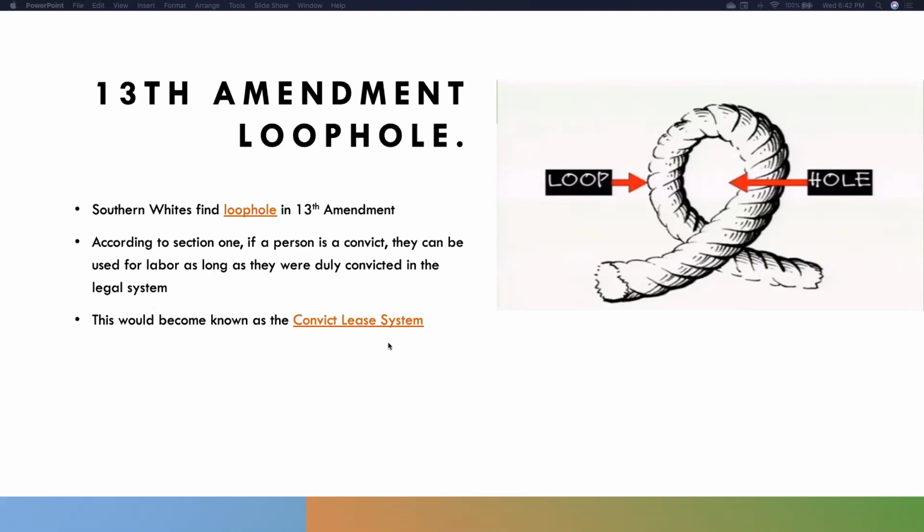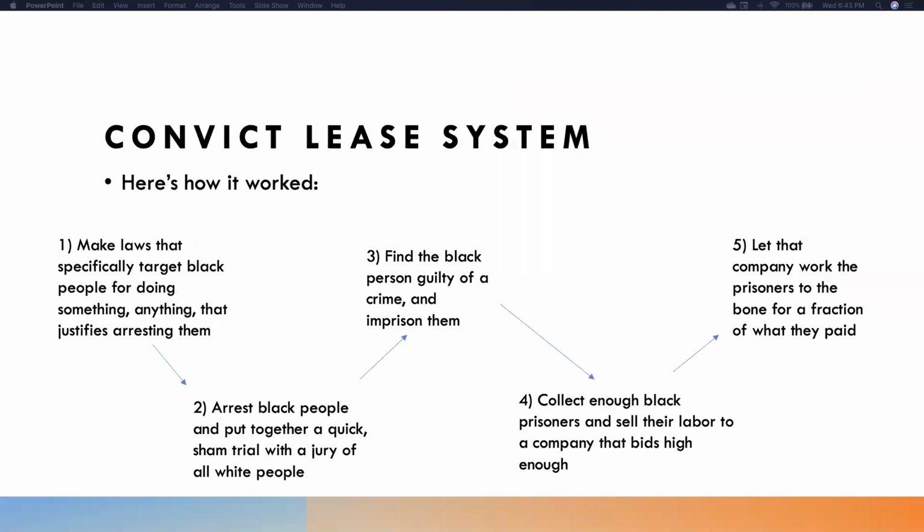All right. What is the convict lease system? Let's get into that a little bit more. So here's how the convict lease system works. Okay. Step 1. Southern whites make laws that specifically target Black people. And these laws can be anything, and most of them are totally dumb.